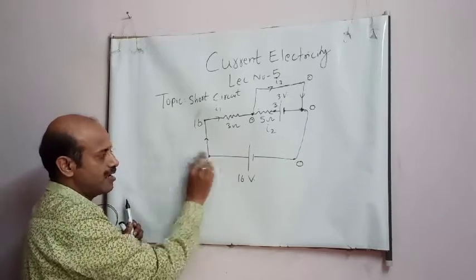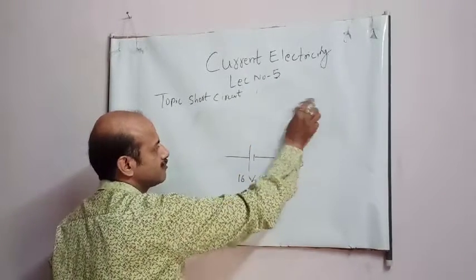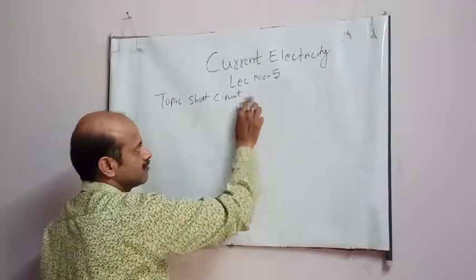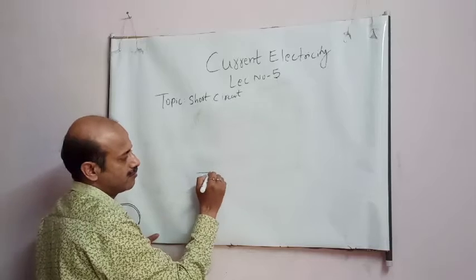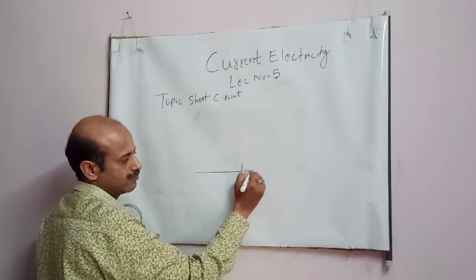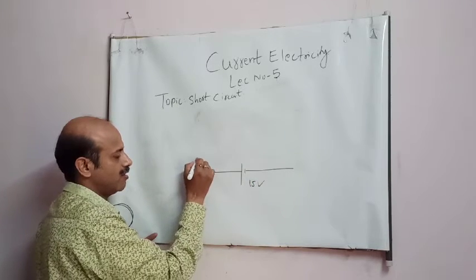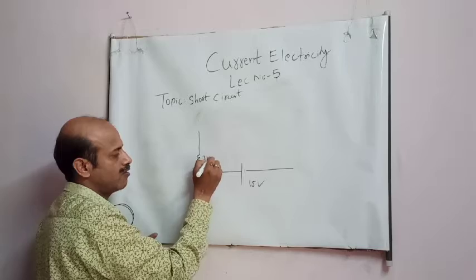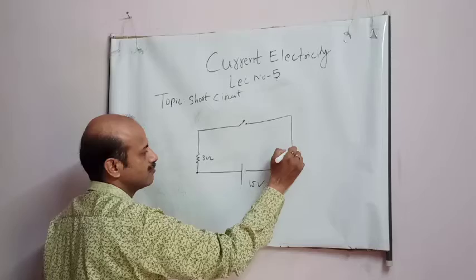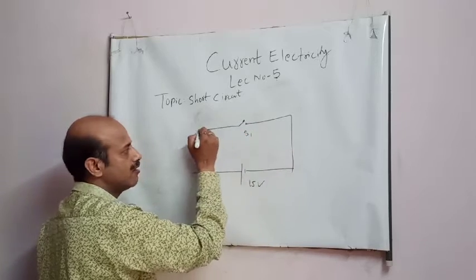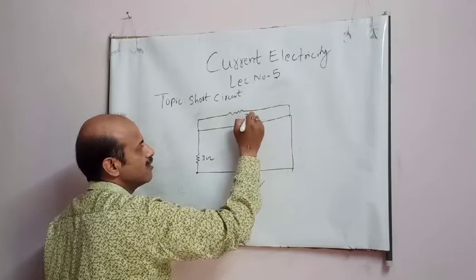Now let's see another electrical circuit. We have a circuit like this, student. Say I am taking a 15 volt battery. One resistor here, 3 ohm. Here we have only a switch S1. Here I have one resistor, say 3 ohm.